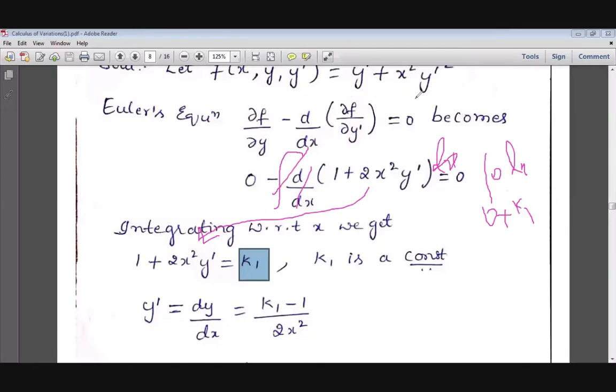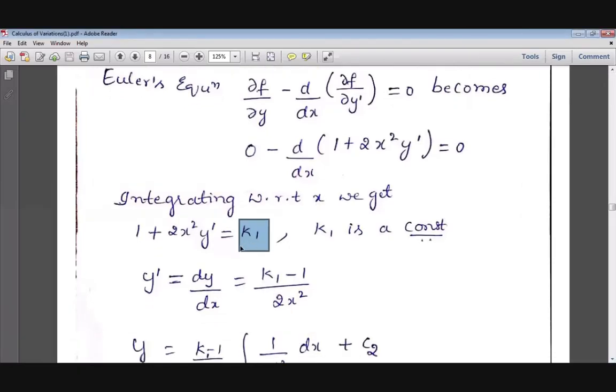Next, after this, keep only y' on one side, all other terms transposed to the right hand side. So k1, if you transpose this, y' equals (k1 minus 1) divided by 2x square.